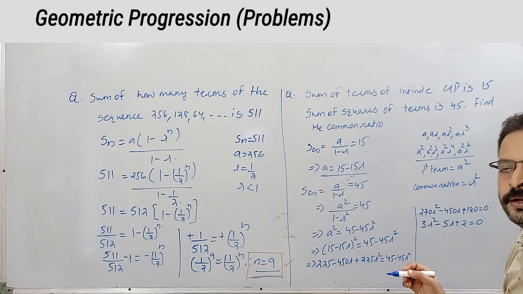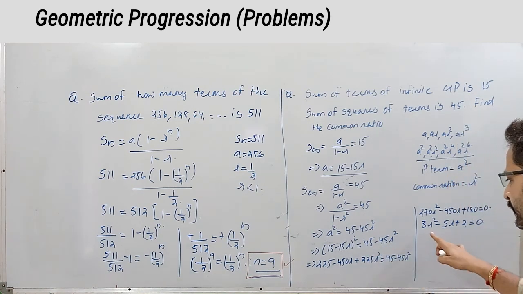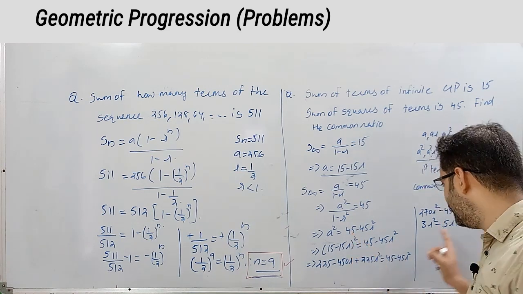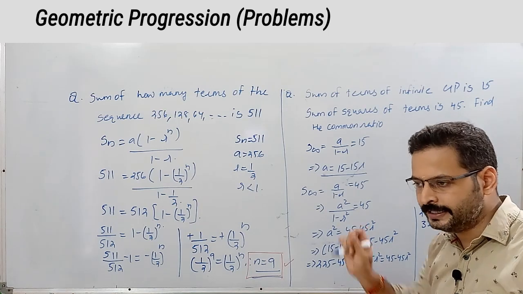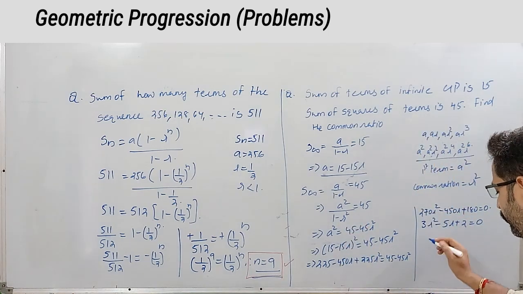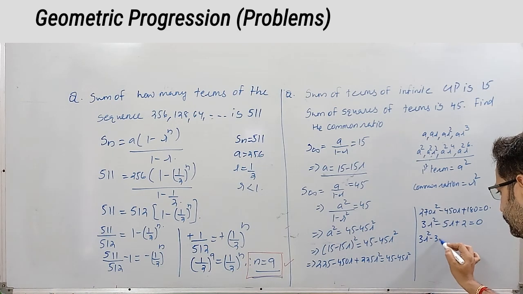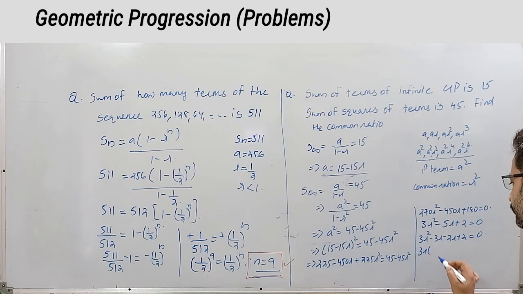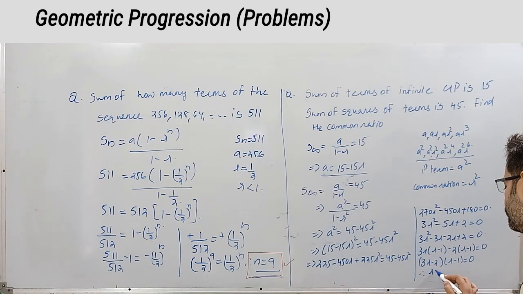Okay, here we can use the factorization method. That means 3 into 2 is 6. The product of two numbers should be equal to 6 and the sum will be minus 5. That means minus 3 and minus 2. Therefore we can factorize the equation as 3R² minus 3R minus 2R plus 2 equal to 0. Taking 3R common, then R minus 1, then minus 2 common, R minus 1 equal to 0. That means (3R minus 2) into (R minus 1) equal to 0. Therefore R is equal to 2 by 3 and R is equal to 1.